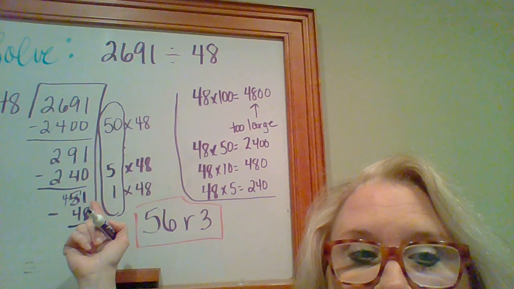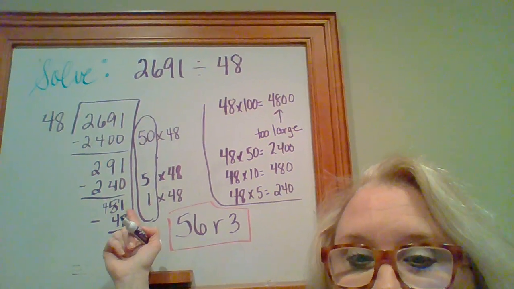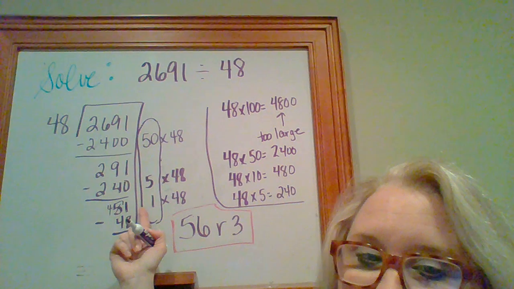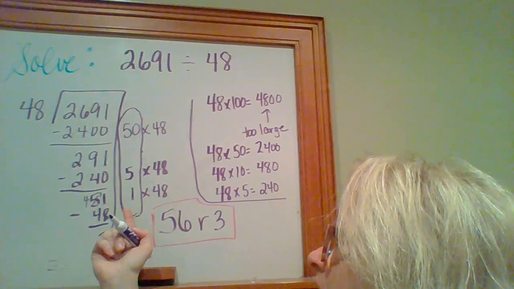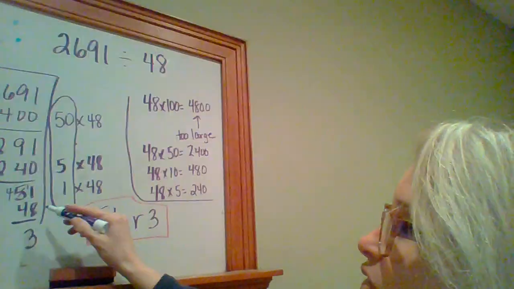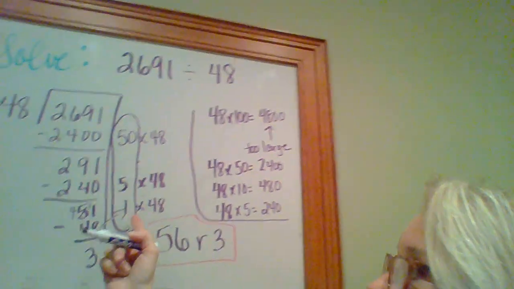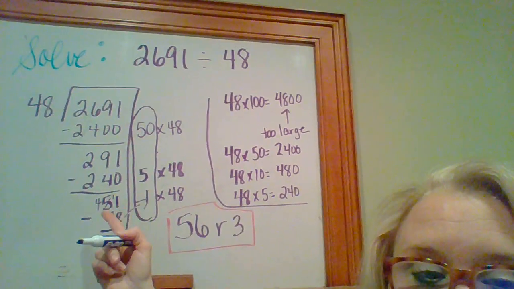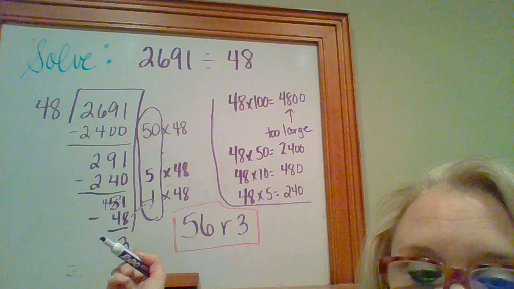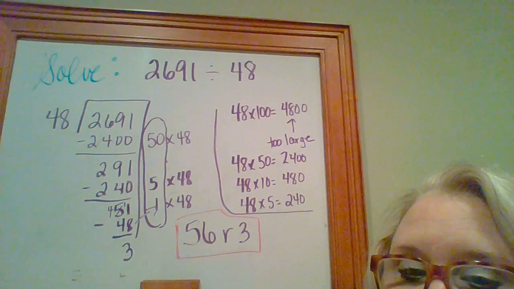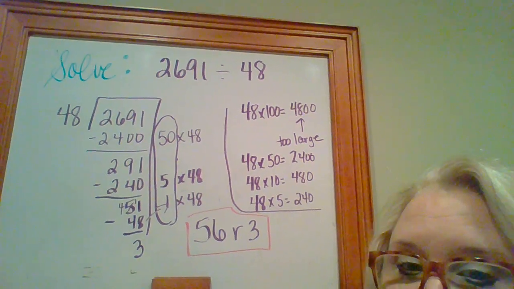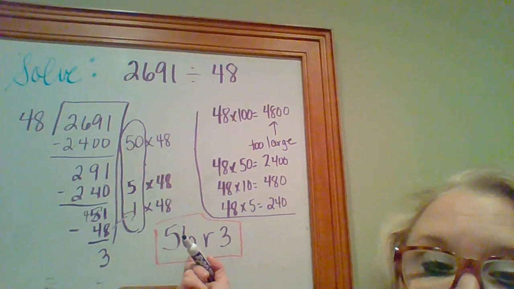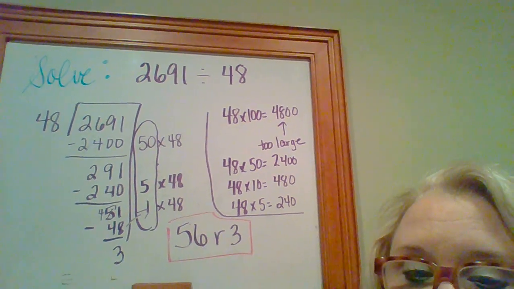Now, how many groups of 48 can I pull out of 51? Well, I know I can only pull out one group of 48 out of 51. So I did 1 times 48, and I subtracted 48 from 51, and I got an answer left of 3. Well, I can't pull any more groups of 48 out of 3, so my final answer would be 56, remainder 3.